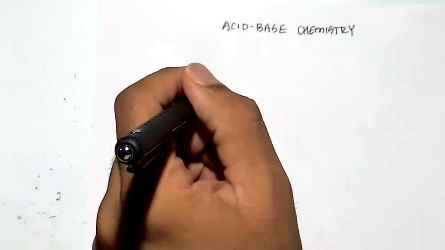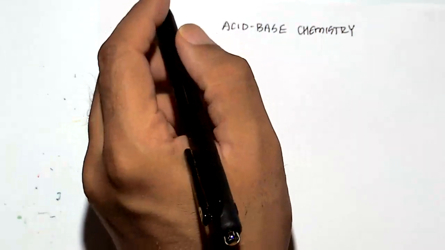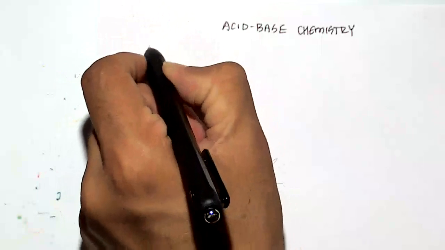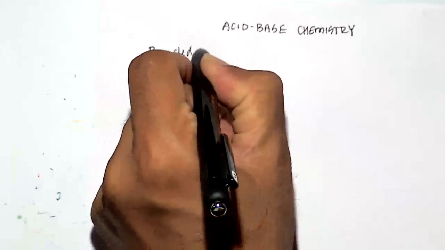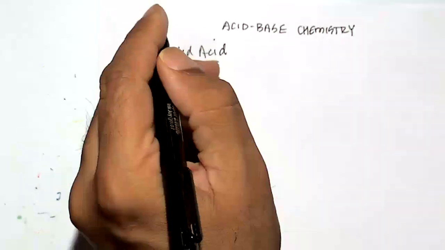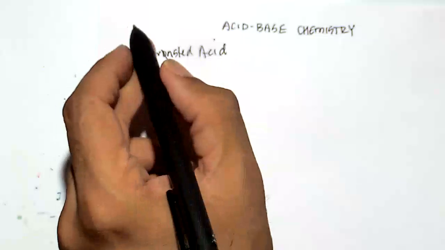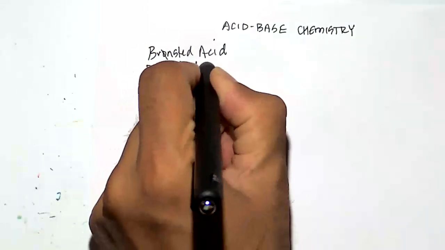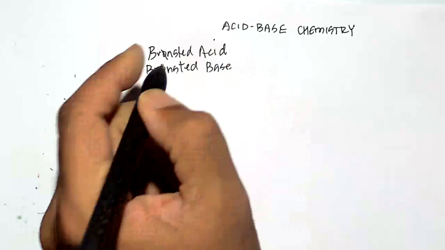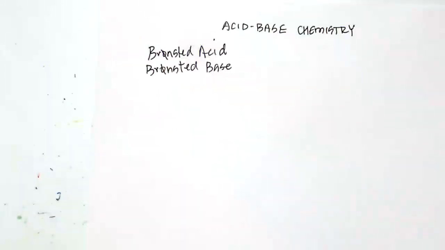First I'm going to talk about acids. There are many different types of acids, but the ones I'm going to be focusing on are called a Brønsted acid, and then a Brønsted base. A Brønsted acid is something that gives off a proton.